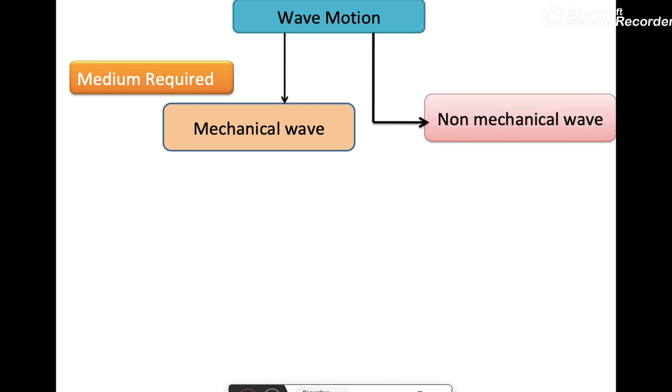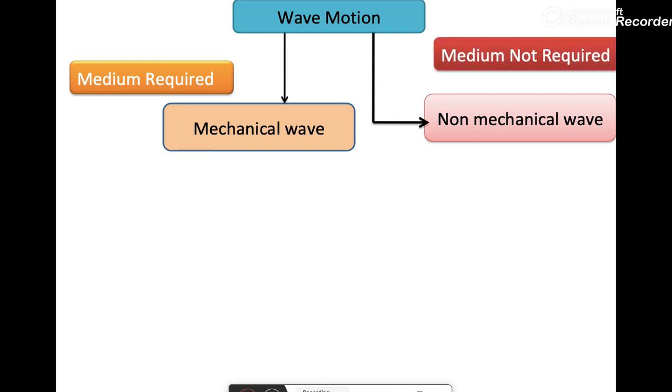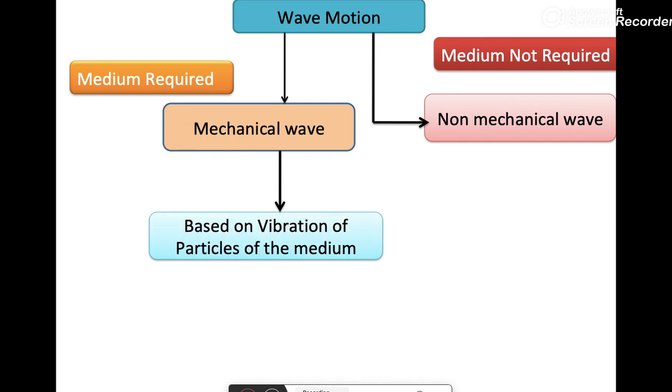The waves which can propagate without a medium are called non-mechanical waves. Here, for propagation, medium is not required. Examples: light waves, radio waves, gamma rays, X-rays, etc.